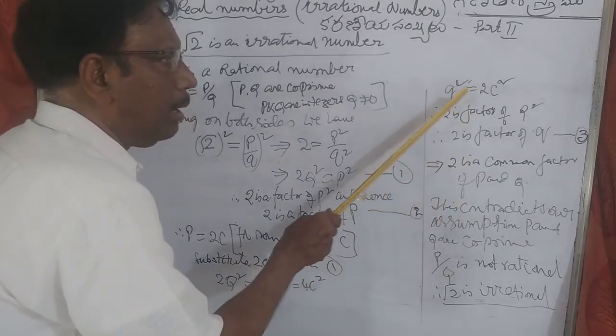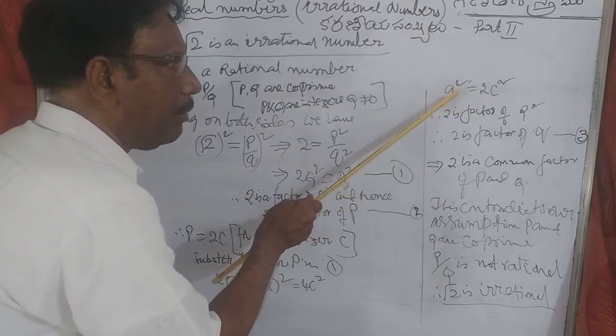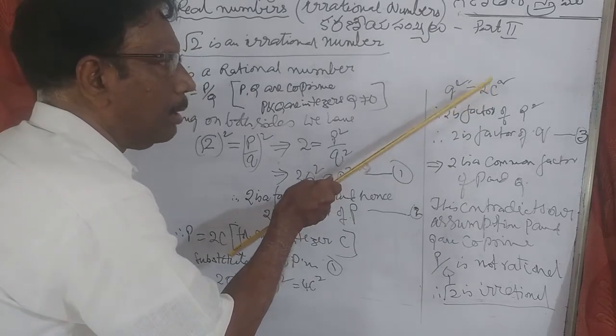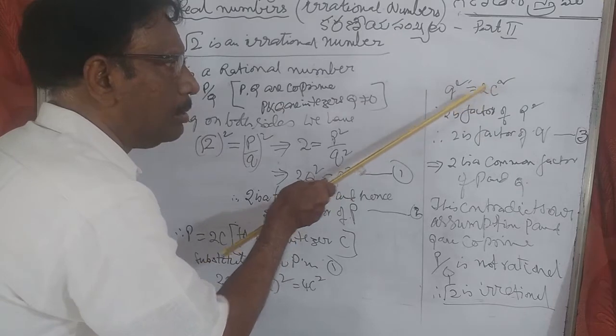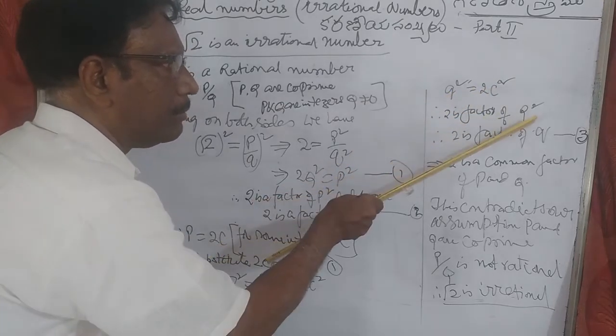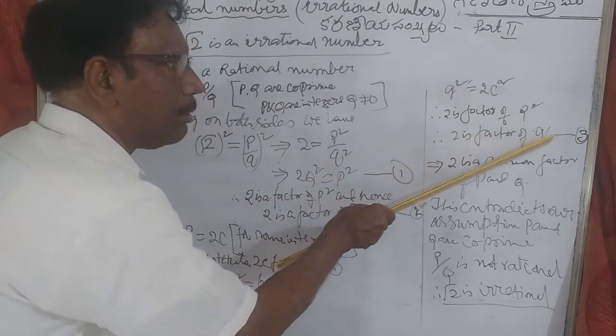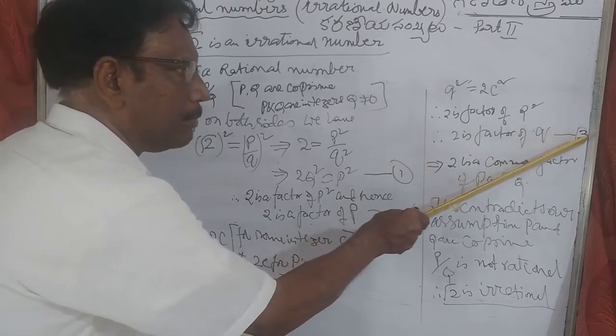Then here also you see, q square has a common factor, 2. Because q square is equal to 2 into c square, that means 2 is a factor of q square. That implies 2 is a factor of q. Understand? This is number 3.